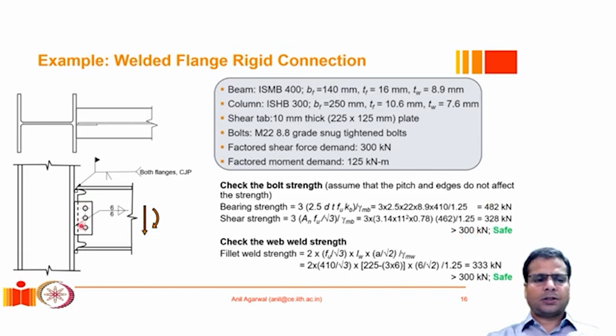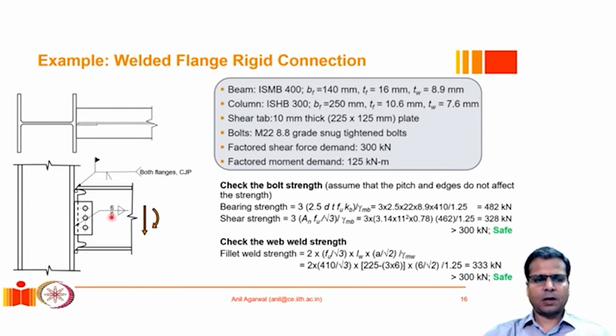The shear strength of this bolted joint is more than 300. It's actually 328, so it is safe. So now let us check the strength of this weld that is connecting this shear tab with the column flange. As we can see, there are two welds, one on each side of the shear tab.